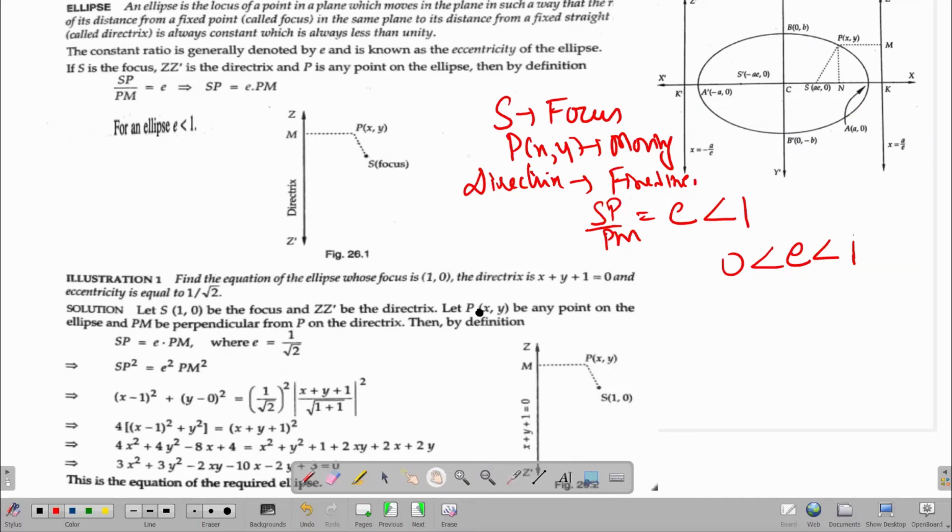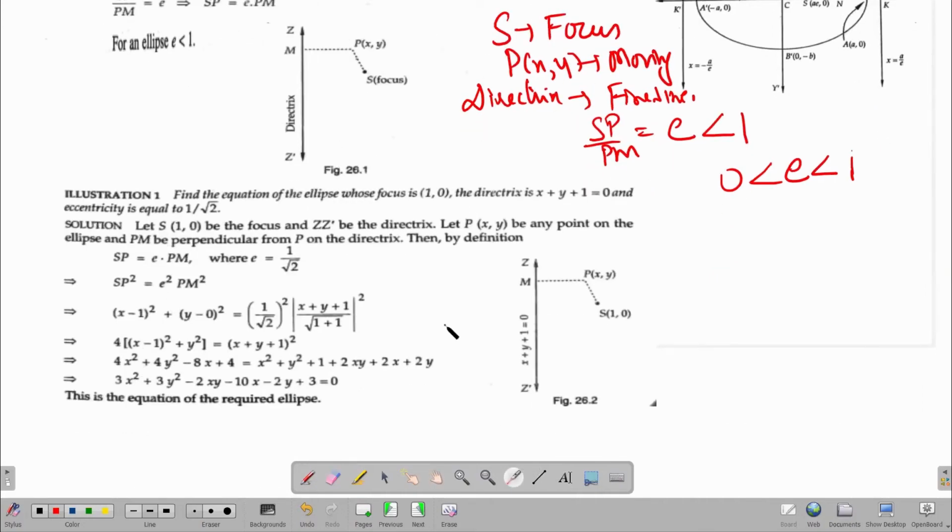Now how do we use this? There is an example written here. Find the equation of the ellipse whose focus is (1, 0), that means S is (1, 0), and the directrix is x plus y plus 1 equal to 0, and eccentricity is equal to 1 by root 2. In this case, we have to find the locus. So we use the definition, that is SP upon PM is equal to e.